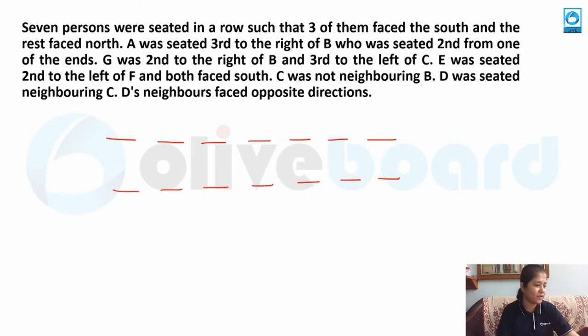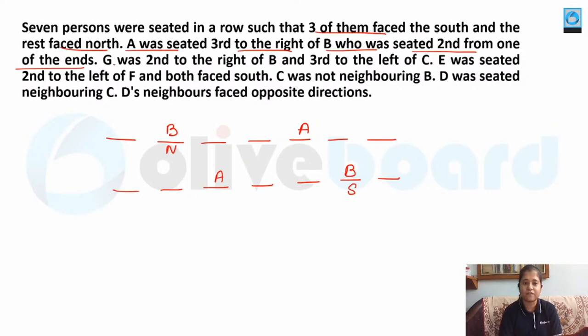Okay, so people have already answered it. 99% of you have given the right answers. That's great. Let's see. 7 persons were seated in a row such that 3 of them are facing the south and rest are facing the north, right? Now, A was seated 3rd to the right of B, who was 2nd from one of the ends. Let's take B here or B here, right? So, if B is here and A has to be 3rd to the right, so 1, 2, 3, A has to be 3rd to the right, that means this person will be facing the north. And in this case, B will be facing the south because A will be here.